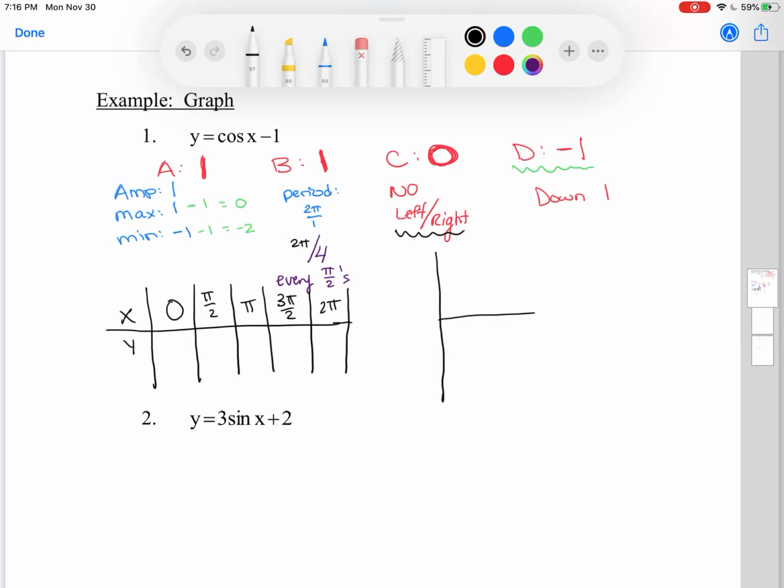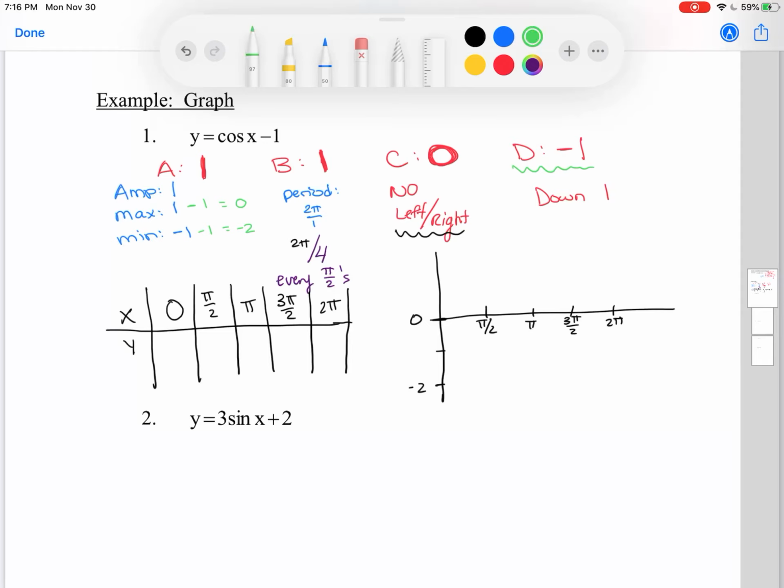Go ahead and make my graph. I only need the right side of the x-axis. For this one, we know our amplitude is 1, so we're not going to label it as 1 and -1. We are actually going to label our new max and our new min. So I want a max at 0 and a min at -2. Go ahead and label my x-axis here: pi over 2, pi, 3 pi over 2, 2 pi.